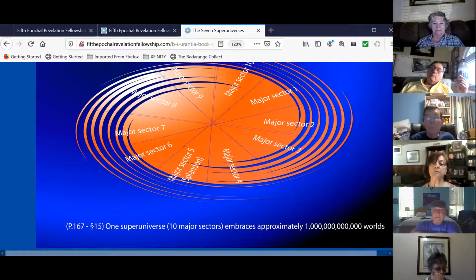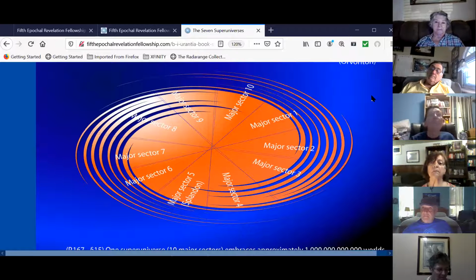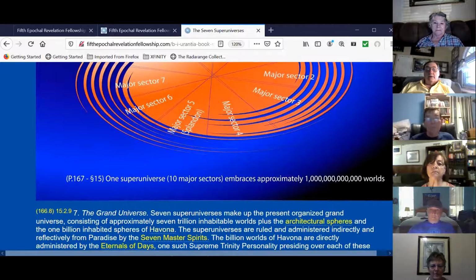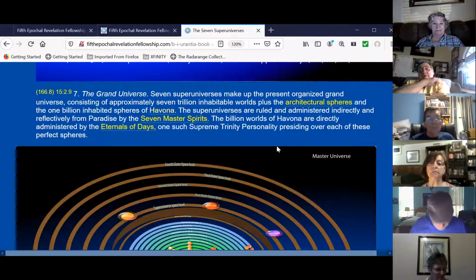Well, the point I wanted to make about this picture is that there are 10 sectors like this in every single one of the 7 super universes, right? So you've got to keep that in mind. So this multiplies by 7. All right, 7 trillion. Now let's go on to the next one.